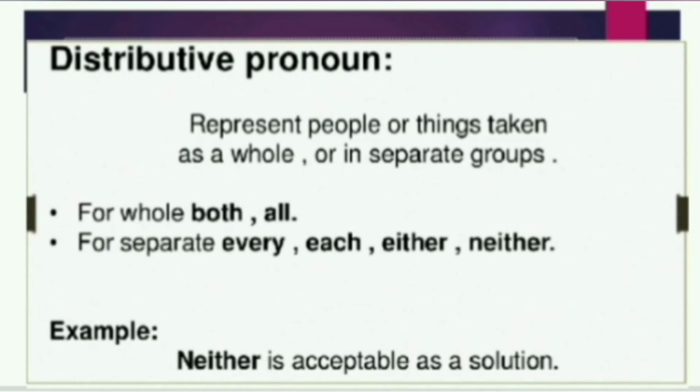Distributive pronoun. It represents people or thing as a whole or individual. For example, both and all refer to group. All of them are happy. Both children now are in school. Every, each, either, neither represents individuality or singularity.